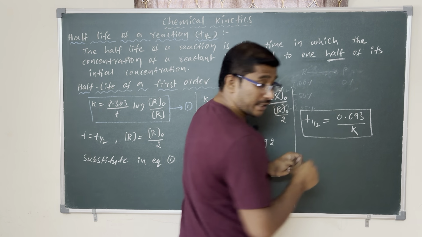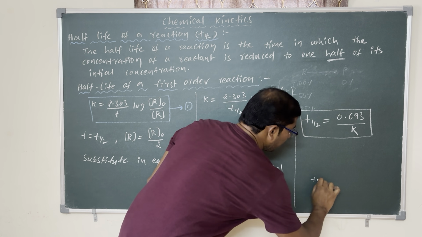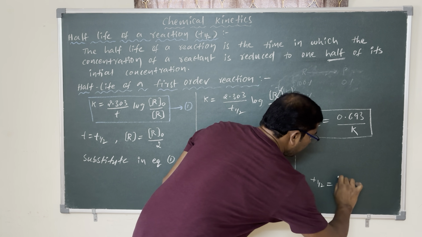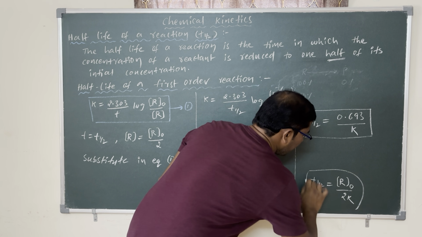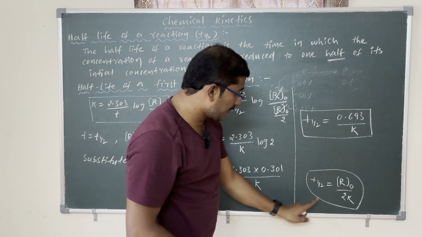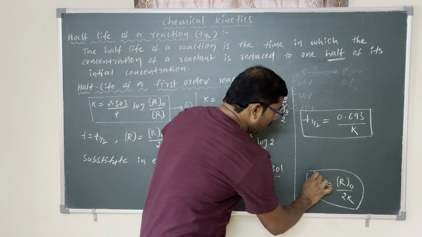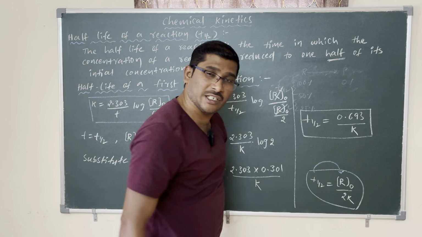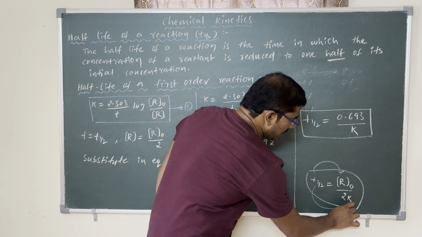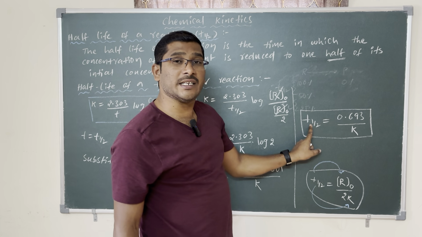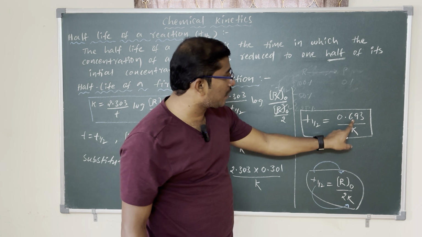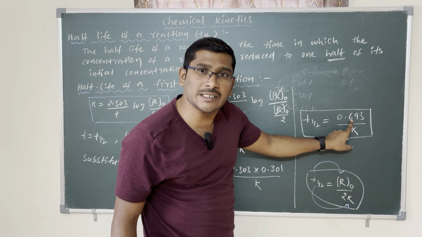Half-life of a zero order reaction, what did we get? T half is equal to initial concentration of reactants divided by 2K. In this formula, for a zero order reaction, the half-life is directly proportional to the initial concentration of reactants and inversely proportional to the rate constant. But observe the half-life of a first order reaction: is there any initial concentration term? No, the initial concentration term is not there.